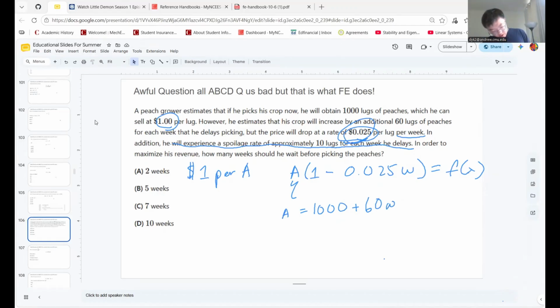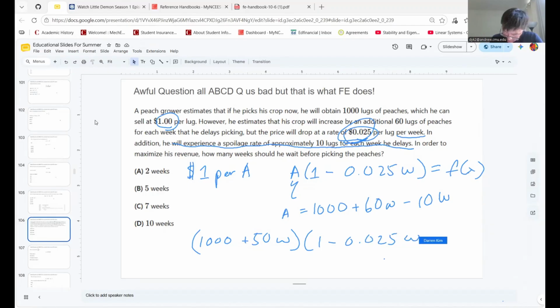Now, with that said, you have an estimated spoilage of 10 logs per week. So this is a weird one because why would you even put that in? But you have a delay in that. So basically the full equation becomes 1,000 plus 50W, times 1 minus 0.025W, equals f(x).